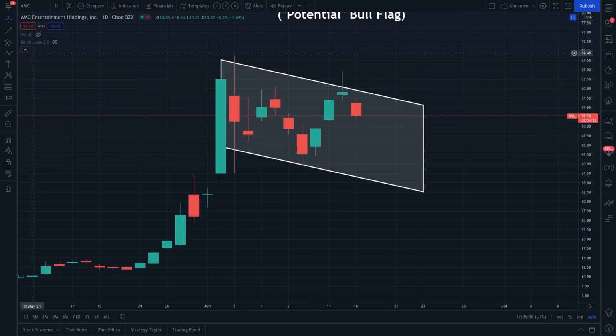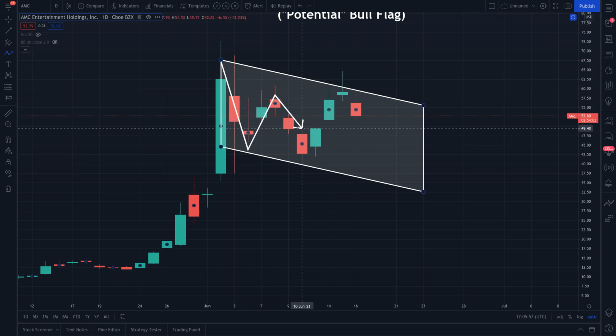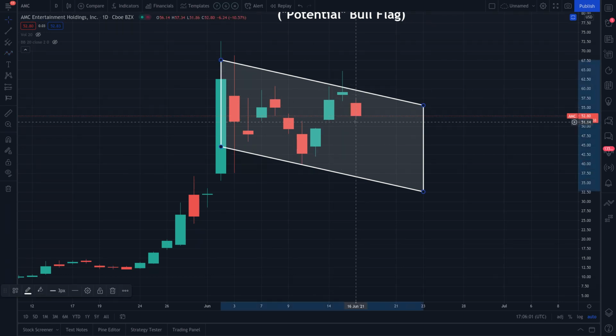All right, so daily candles. Let me just kind of explain this again, guys. When you have a pattern, whether it's a bull flag, descending channel, whatever you want to call it, in this case I'm going to speculatively say that this is a bull flag.